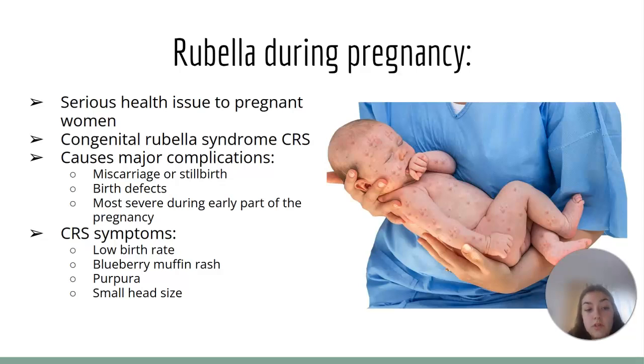And some other features of CRS that may become apparent later on could be cataracts or glaucoma, pneumonia, hearing loss, enlarged liver or spleen, developmental delays, bone disease, swollen lymph nodes, and so babies born with CRS also have an increased risk of developing insulin-dependent diabetes and thyroid disease later on in life.